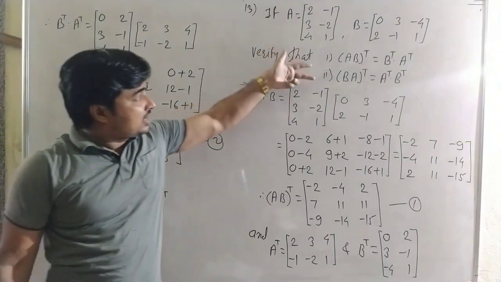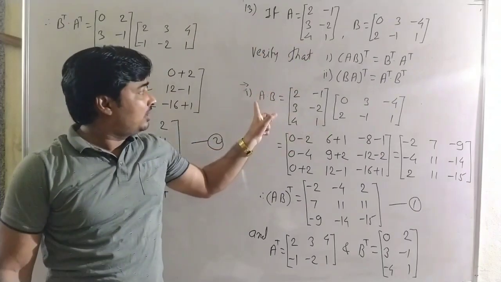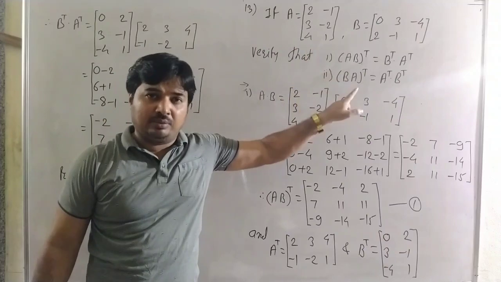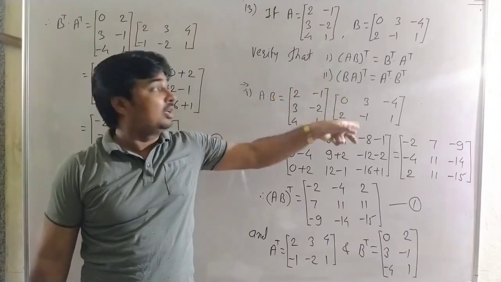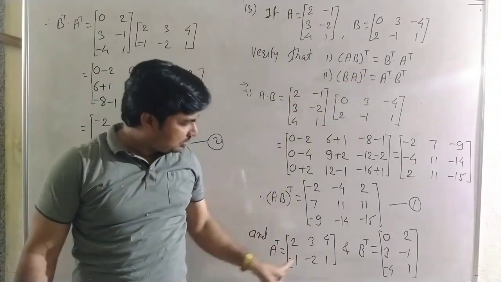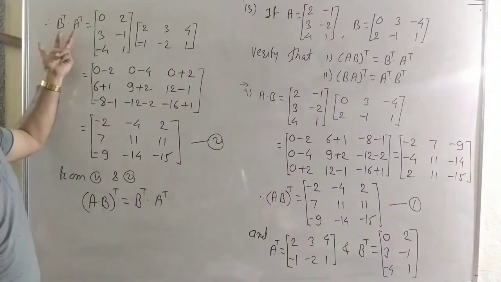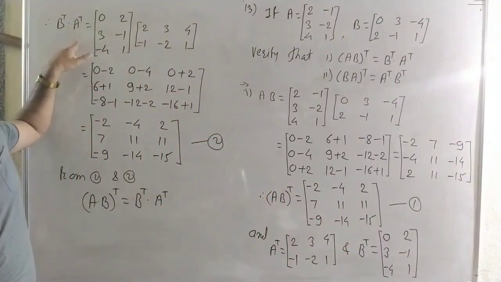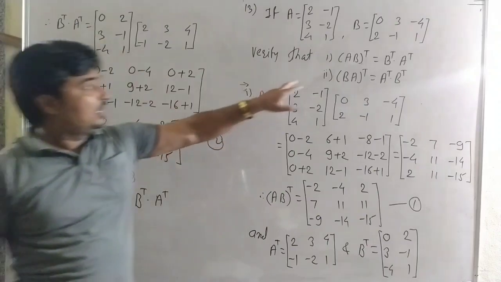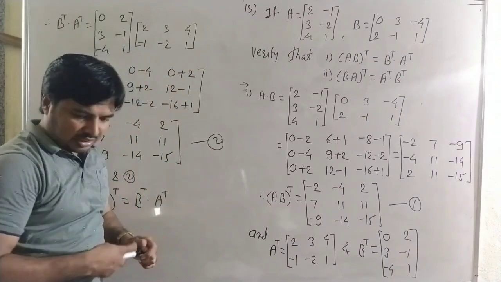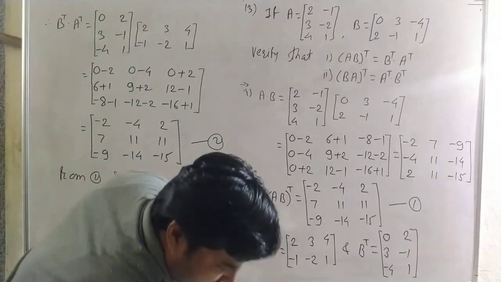Okay, now the second example is again the same. Here we can find A into B. In this, first find B into A, then transpose, and then A transpose and B transpose, and the multiplication of A transpose into B transpose. In the first example, here we have B transpose into A transpose. Okay, here it is a second example for the homework. Okay, now we see the last example in this exercise.